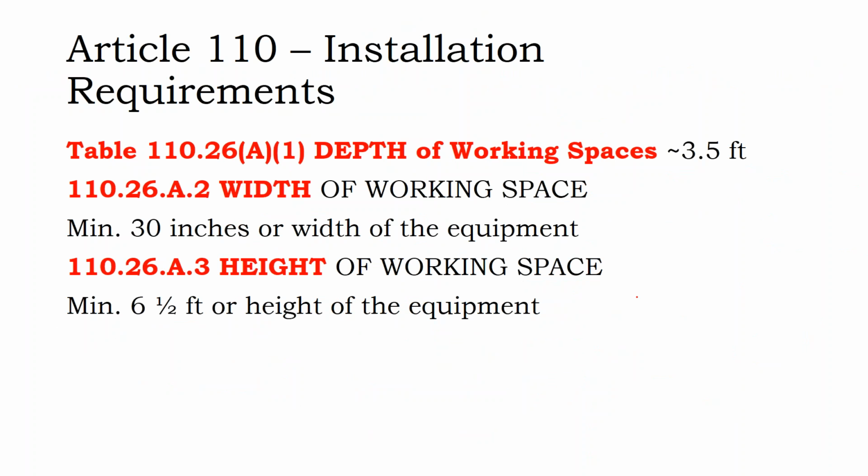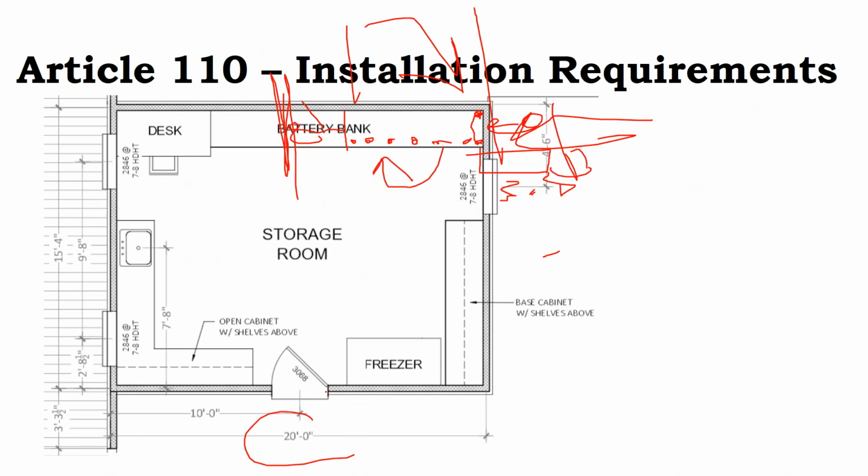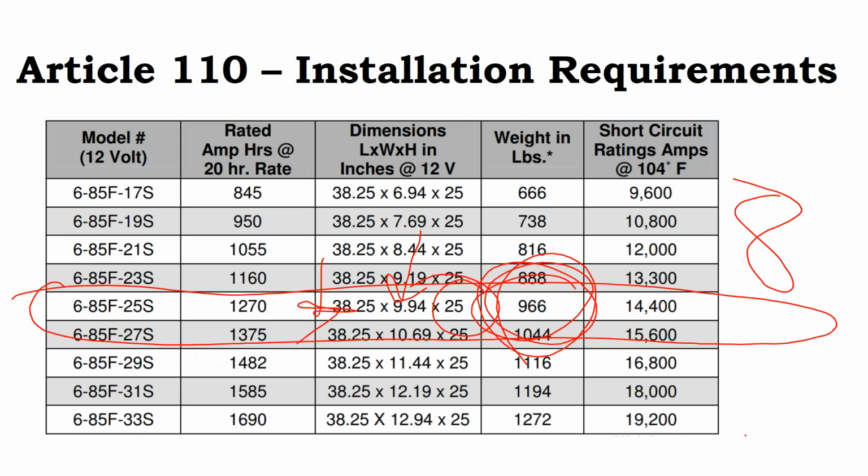So we got the width of the working space. It has to be 30 inches. And so if you're trying to maintain that back cell, you have to have 30 inches of space. Well, the batteries stick out 38 inches. So you got 30 inches. The depth has to be 3.5 feet. So now our battery wall at a minimum has to be 3.5 feet on either side of the battery. And our batteries are 8 feet wide. So now our room has to be at least 15 feet. We got 20 feet here, so we're still all right.